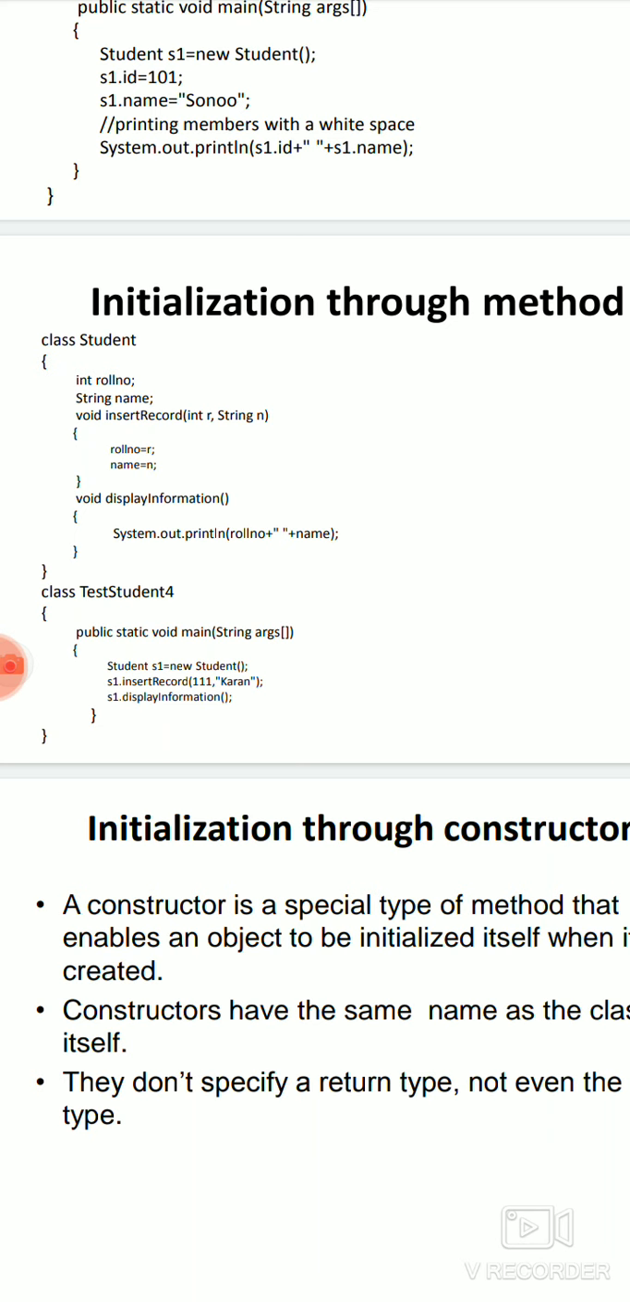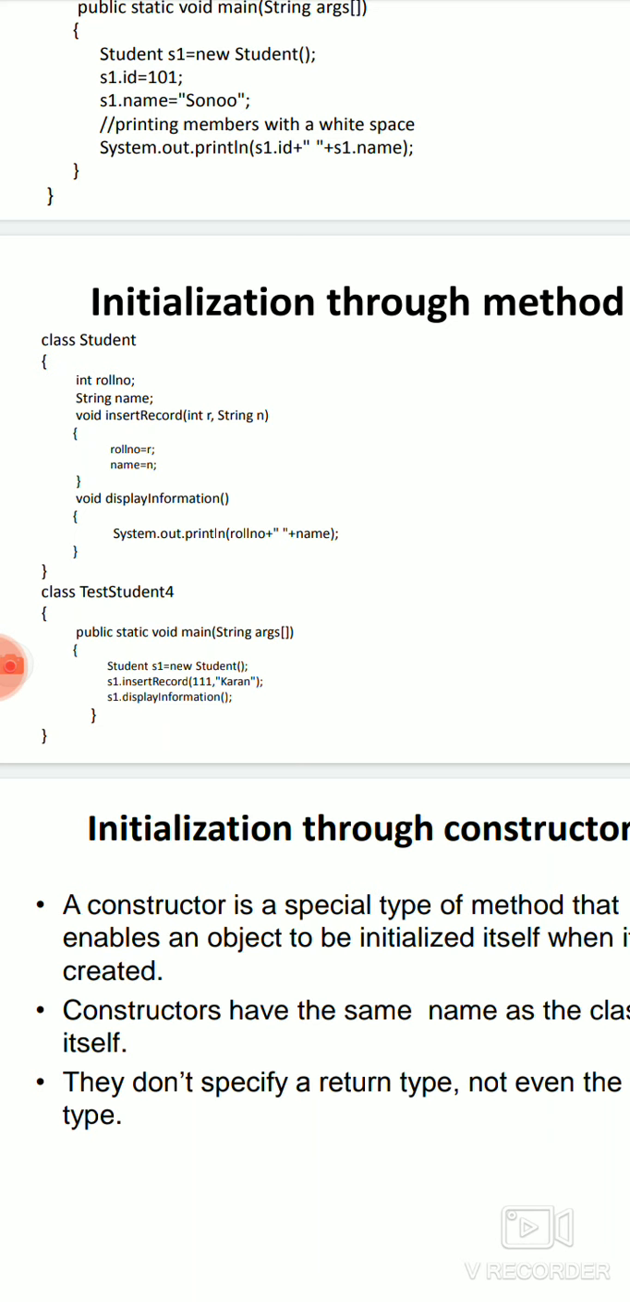This means that the s1 object can now access roll number, string name, and also the methods void insert record and void display information. Now if you want to create another object, you can create s2 by just writing student s2. But just writing student s2 will not give any access to the parameters like roll number, string name, and the other two functions. Only when you use the new operator, new student, will it give access to all the parameters and methods inside this class.